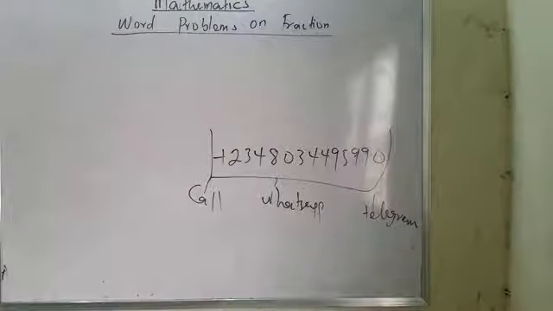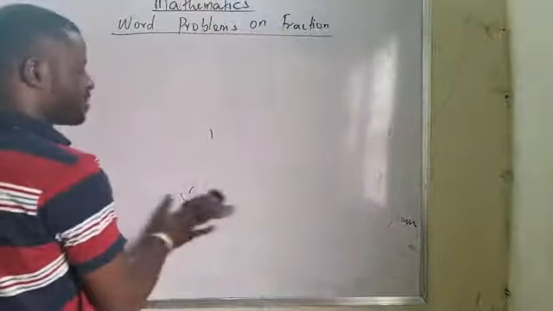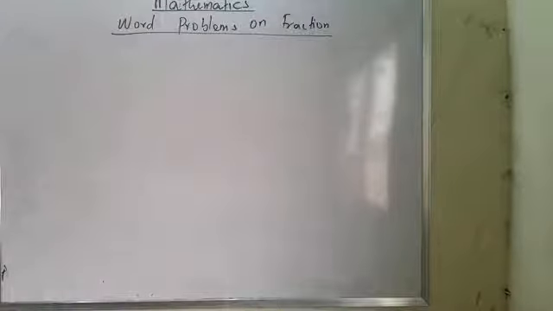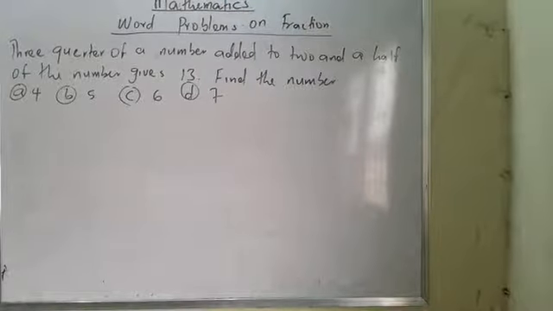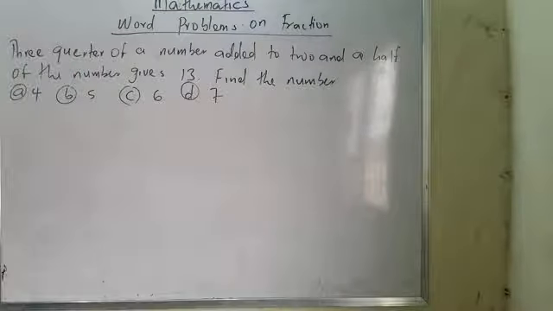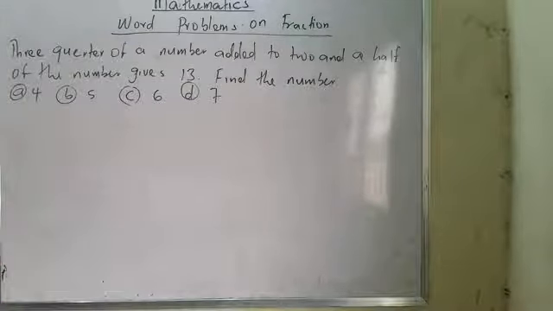Okay, word problem. When we talk about a word problem, it means the problem will come in an applied form, where you have to apply it to a real life situation. For instance, look at this question. 3/4 of a number added to 2.5 of the number gives 13. Find the number. Option A is 4, B is 5, C is 6, D is 7. Now, I want to solve this problem.